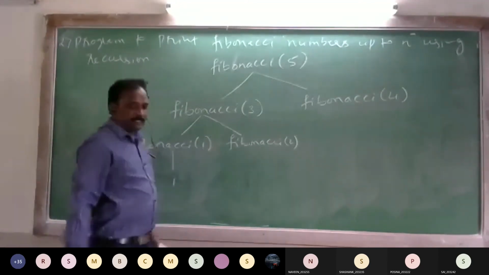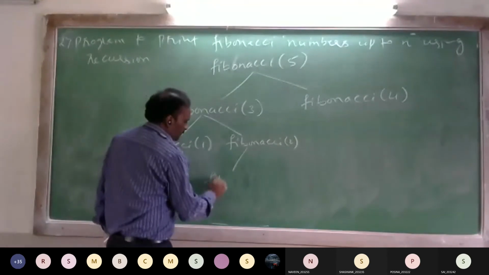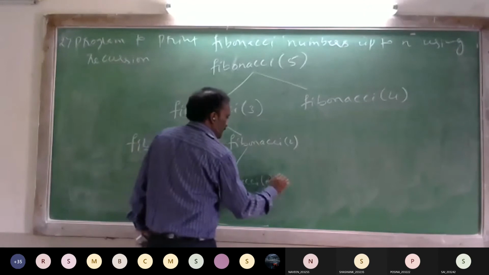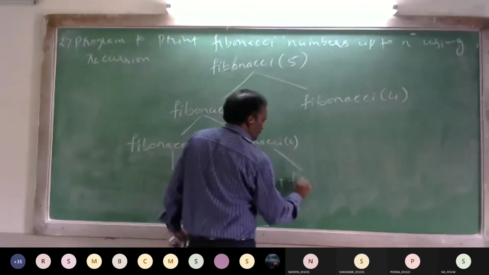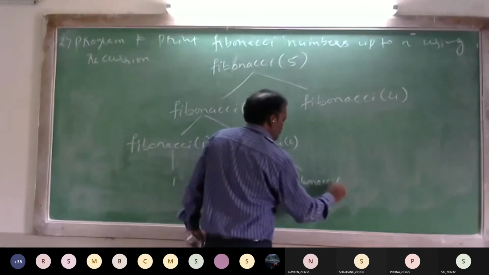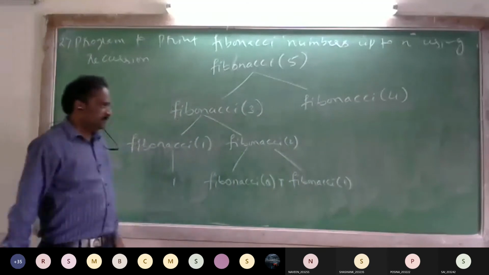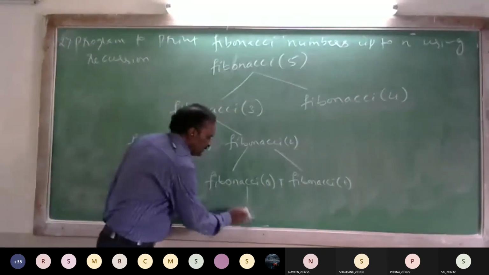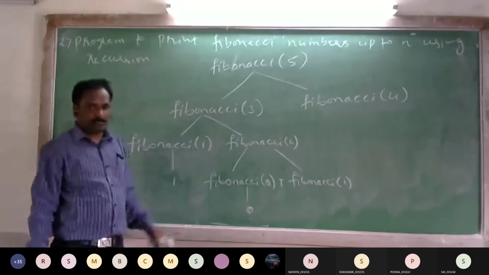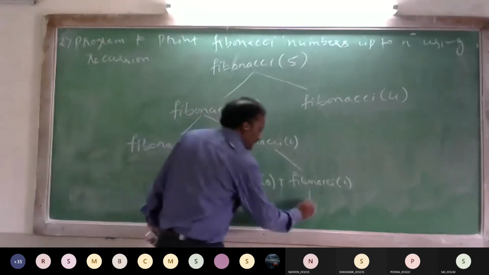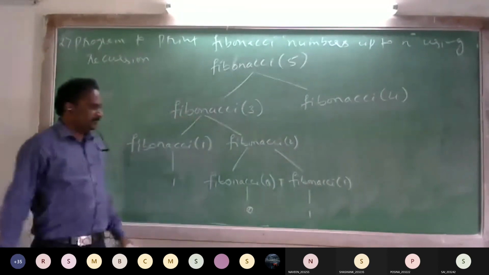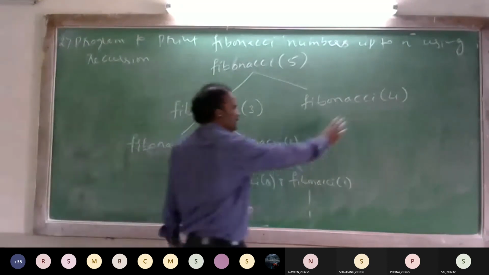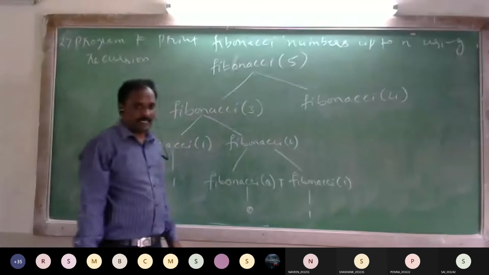How do we calculate Fibonacci of 2? It is dependent on Fibonacci of 0 plus Fibonacci of 1, the sum of the previous two numbers. What is Fibonacci of 0? It is a base value, a starting value of the Fibonacci numbers. What is Fibonacci of 1? Fibonacci of 1 is 1. Now write that; Fibonacci of 4 we have not calculated.